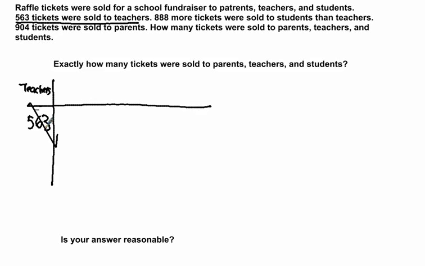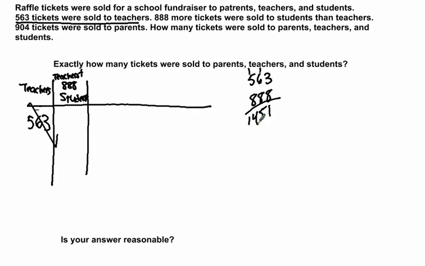My next piece of information is that there were 888 more tickets sold to students than teachers. So whatever the teachers were, the students are 888 more. So I'm not going to put 888 in my table. I'm going to put 888 more than the 563 that the teachers sold. So that's 1,451. And the parents, it tells us how many they sold exactly, and that's 904.